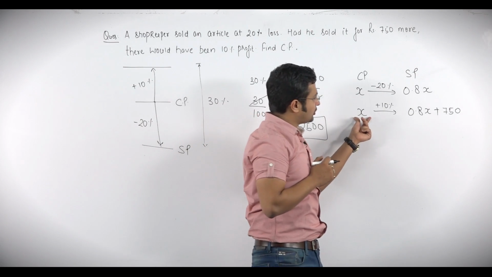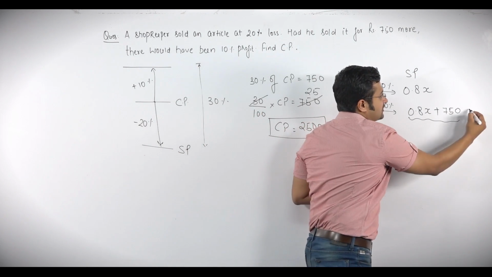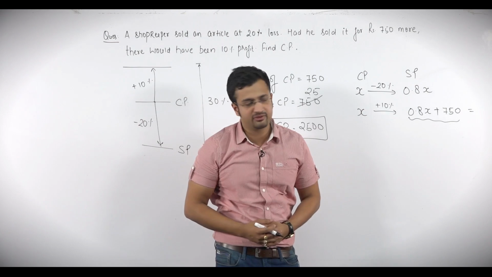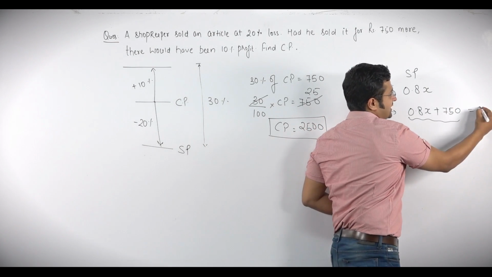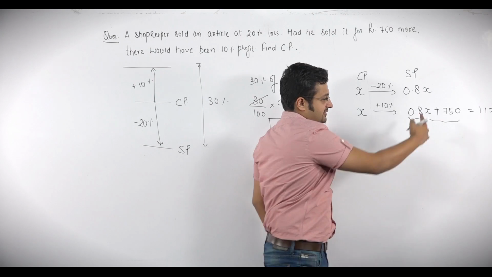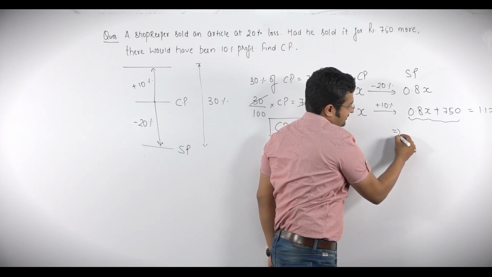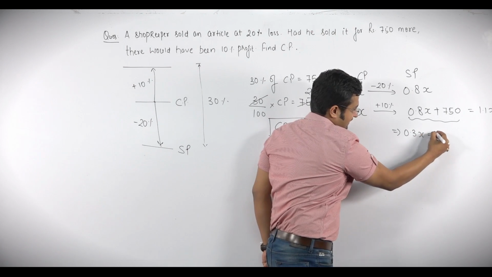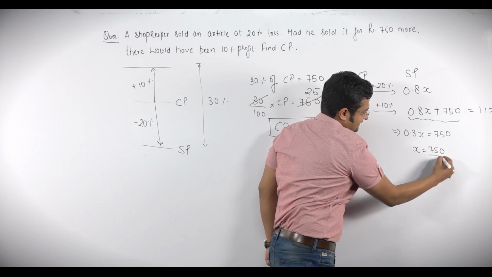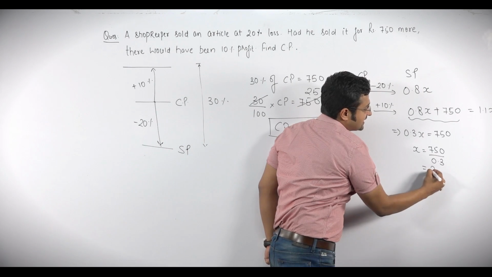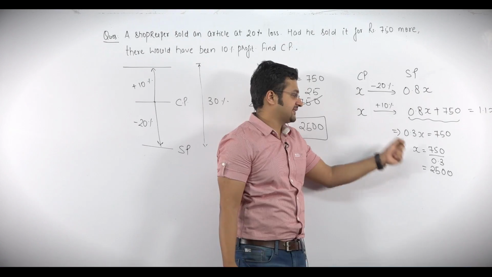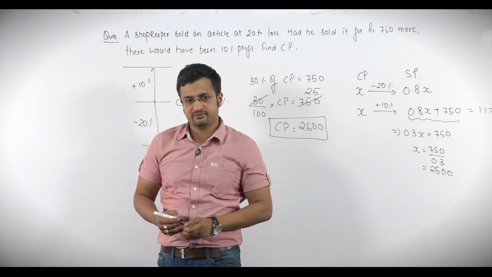That means this whole thing should be equal to what? If you increase x by 10%, it will become 1.1x. That means this whole thing should be equal to 1.1x. Now if I solve this equation, 1.1x minus 0.8x will become 0.3x is equal to 750. So can I say x is equal to 750 upon 0.3? 750 upon 0.3 is nothing but 2500. And what is x? X is cost price, and which is equal to 2500.